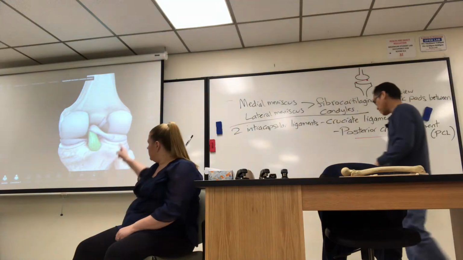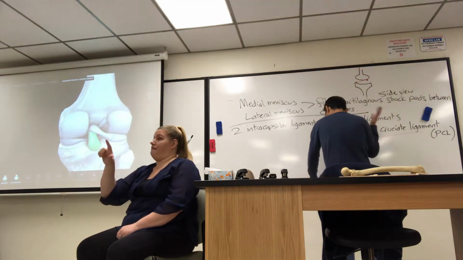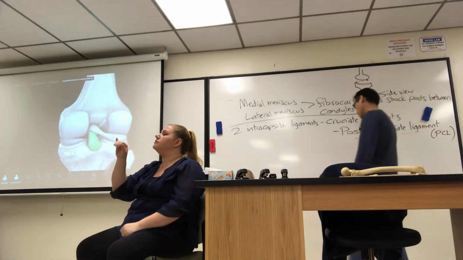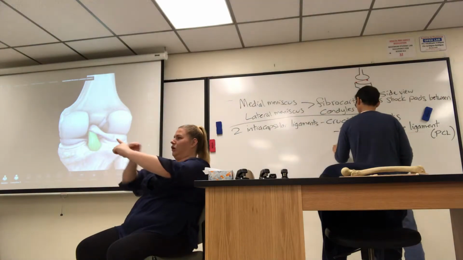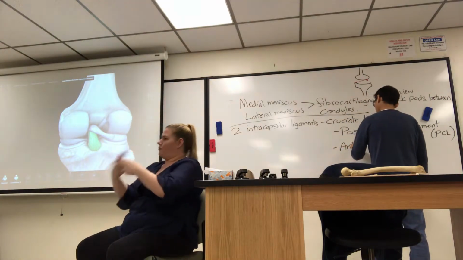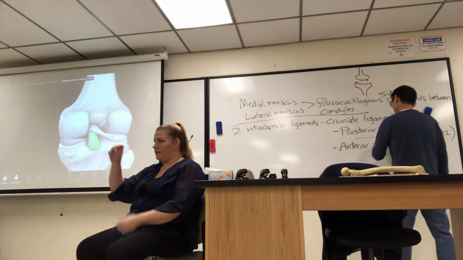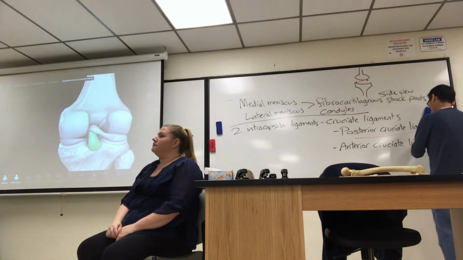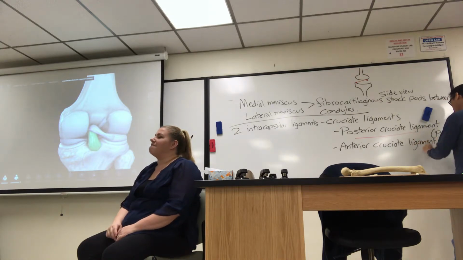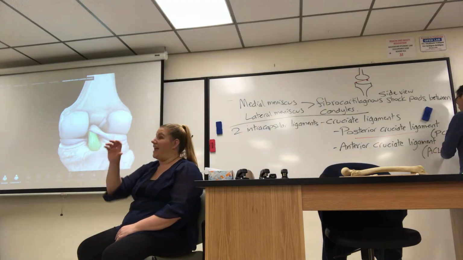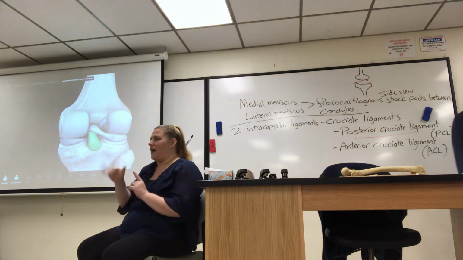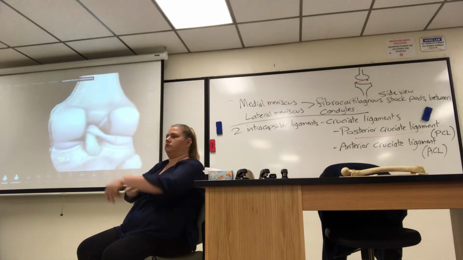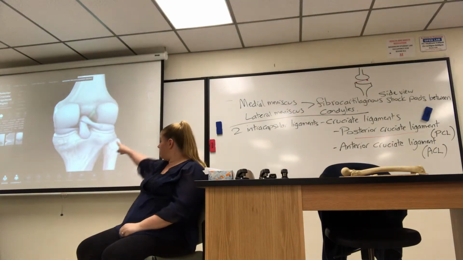The ACL crosses it. Why they're called the cruciates? Because cruciate means cross. Anterior cruciate, the ACL. So let me highlight it from a posterior view. You can see them pretty good from the posterior view. Here's the anterior one. Let's go around to the front.